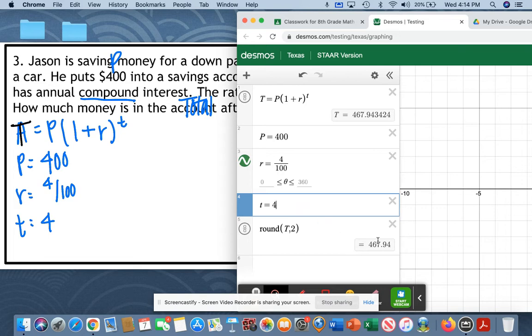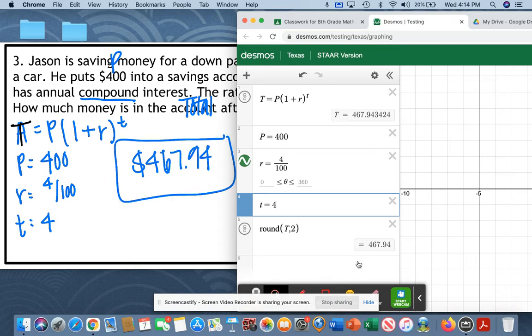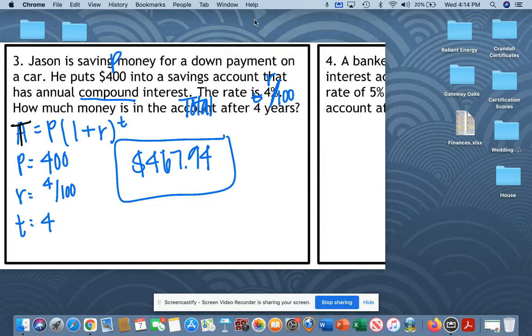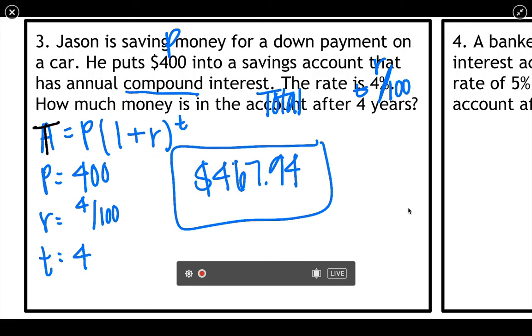Oh, look, it's already rounded. $467.94. That is not a good account. You want higher interest, people. But they only put in 400. I'll put more money in. 4% is actually pretty good for a savings account. Yeah. Next.